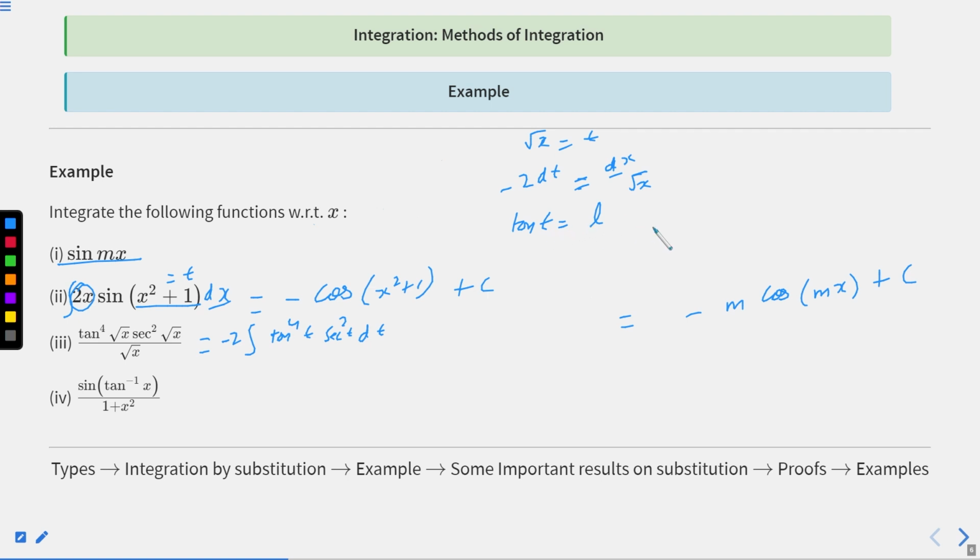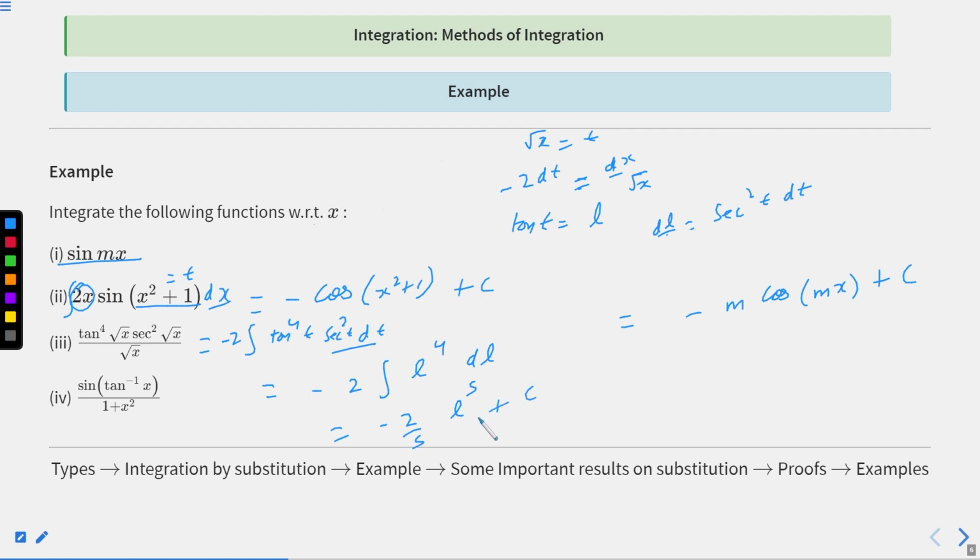Clear? Now dl by dt is equal to what? dl by dt is equal to sec square t. So dl is equal to sec square t dt. Sec square t dt we are having. This means minus 2 l power 4 dl. You can write this as minus 2 l power 5 by 5 plus some constant.